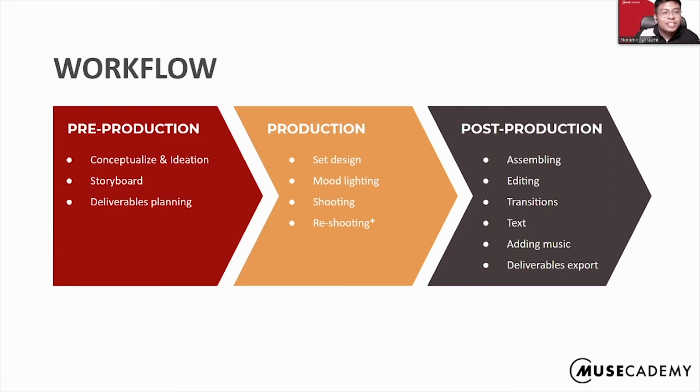Production is basically executing what you have planned out in pre-production. You're taking your ideas from paper and going out there to produce it, to shoot it. Production can consist of shooting, and even making the set design is part of production. The lighting is also part of production. In some cases, you might have to reshoot. After you have shot all your assets from planning, what's next? Next is to stitch them all together to produce a video.